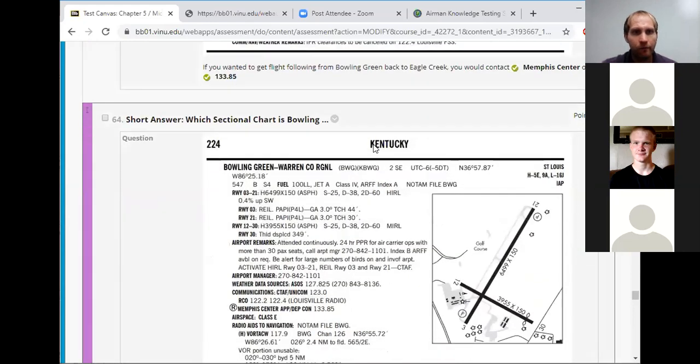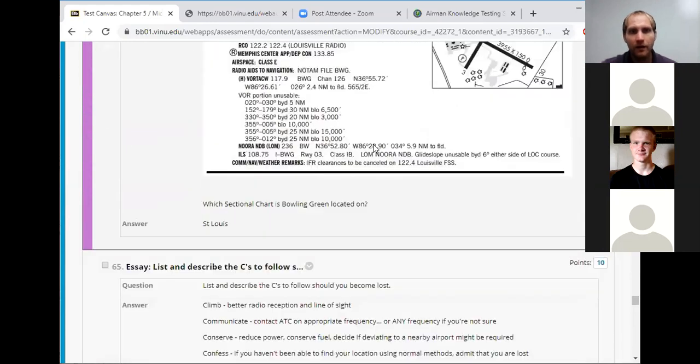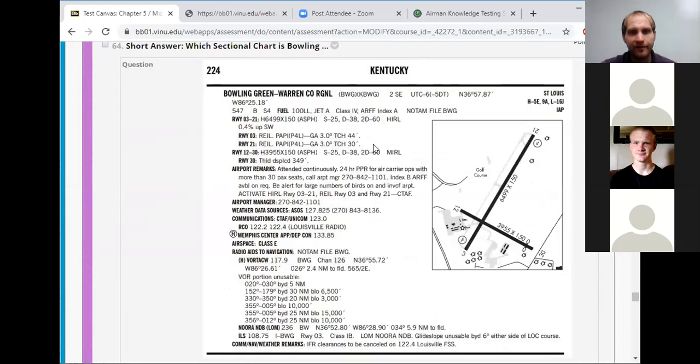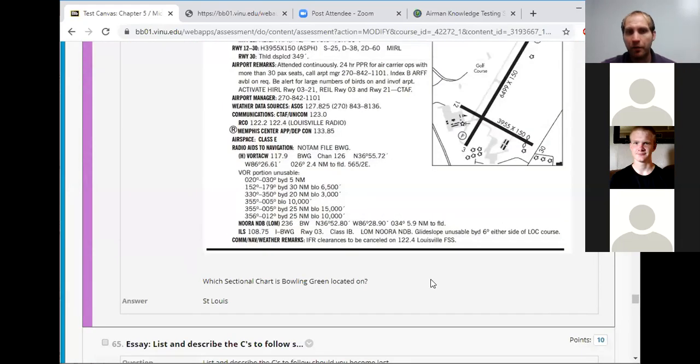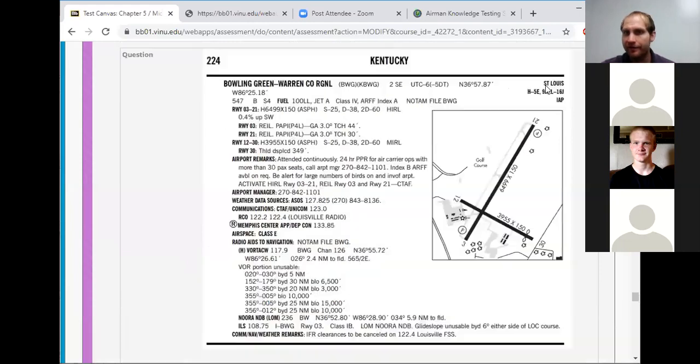All right. Most of the people are getting this question right. What sectional chart is Bowling Green located on? Right here it says St. Louis sectional, top right-hand corner. Good job.